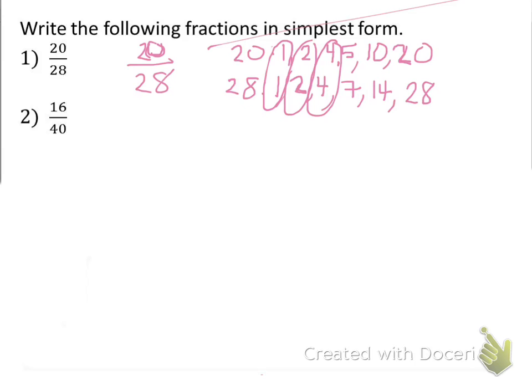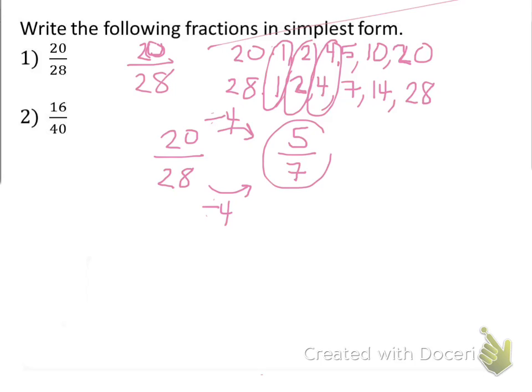Okay, I've got it. The next step is to divide both the numerator and the denominator by the greatest common factor. So we're going to divide both by 4. Well, 20 divided by 4 is 5, and 28 divided by 4 is 7. So, in simplest form, 20/28 is 5/7.